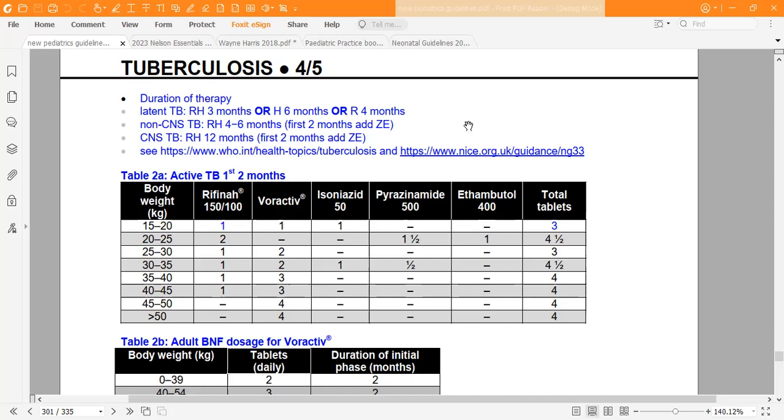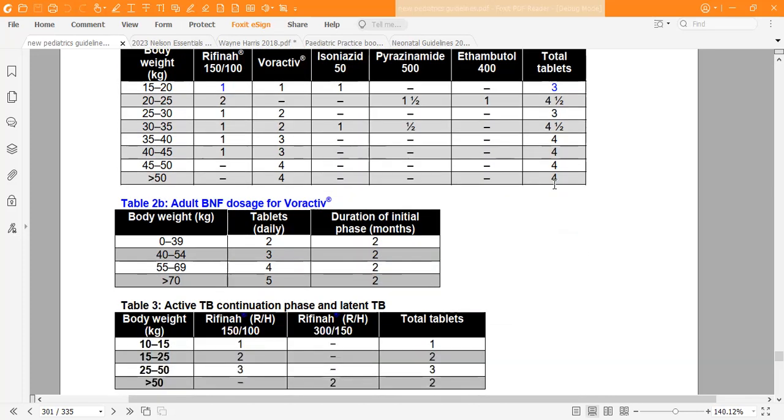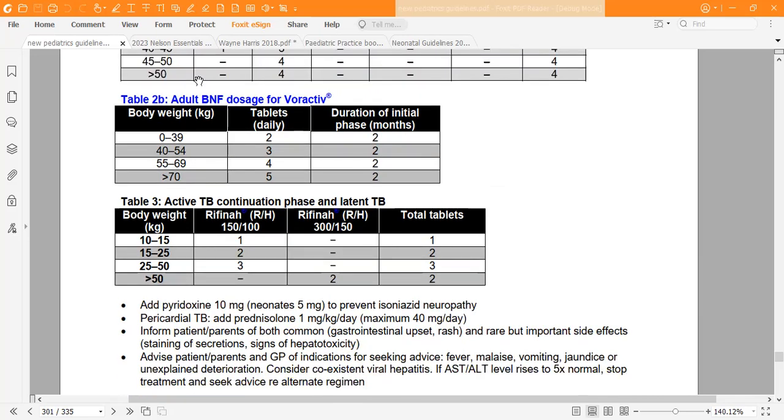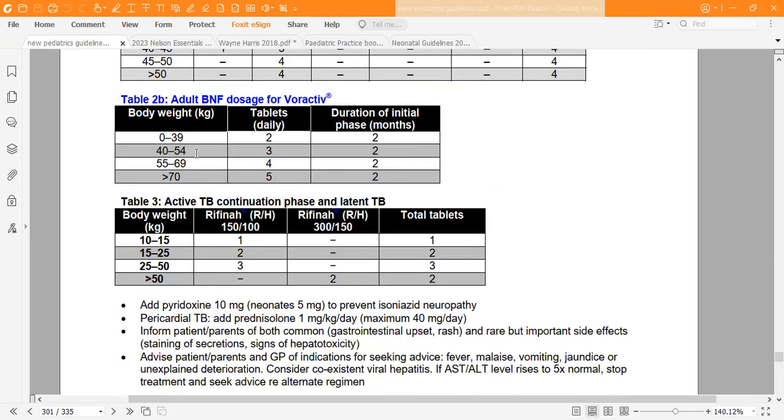Okay, this is a table showing the body weight, the types, and brand names of the combinations that we have gone through in the previous page. You can have a look at this in your spare time. We don't want to waste our time on that now. We have this adult BNF dosage for the combination, Voractive, containing the 4 tablets altogether according to the age. For adults, it's not according to the body weight as in pediatric age.